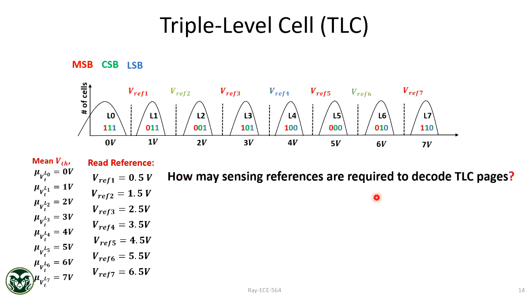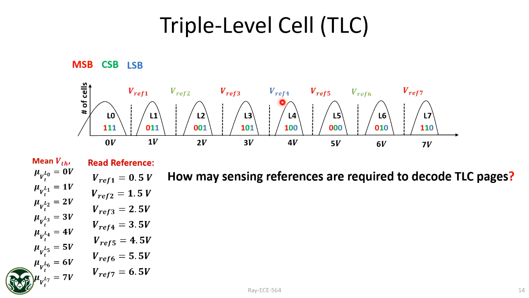So how many read references do you need to decode a TLC memory? Say the LSB page, LSB bit. If you want to decode the LSB bit, how many references do you need? Just one. See here, right? If you see blue, all are 1. So it really doesn't matter which state you are in from the LSB point of view, right? It is all 1, it is all 0. So you put a reference here, you know your LSB page data.